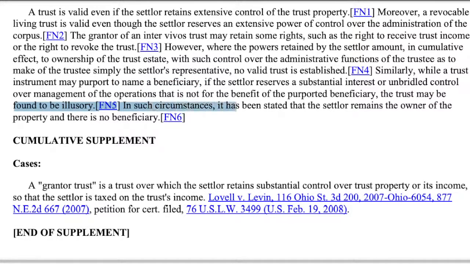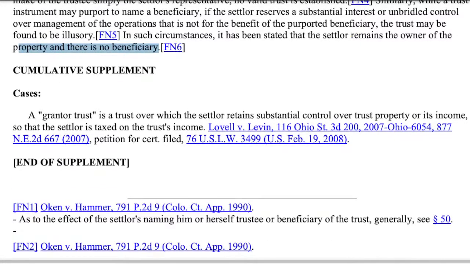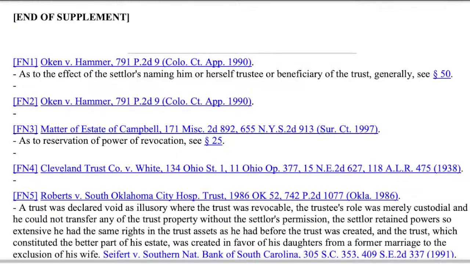In such circumstances, it has been stated that the settlor remains the owner of the property, and there is no beneficiary. So, cases, here we go. A grantor trust is a trust over which the settlor retains substantial control over a trust property or its income, so that the settlor is taxed on the trust income. So be careful. Grantor trust is not good. As to the effect of a settlor's naming him or herself the trustee or beneficiary of the trust, 1990. As to reservation of power of revocation, 1997.